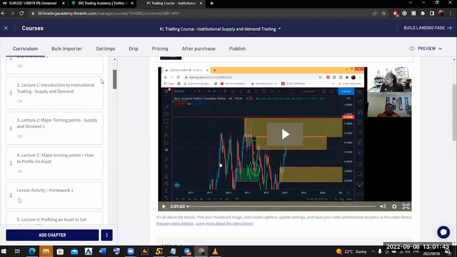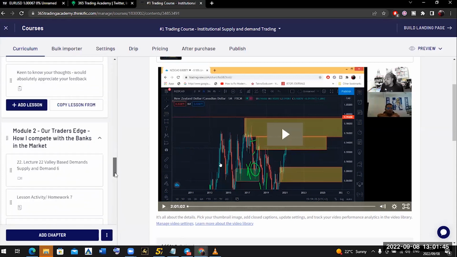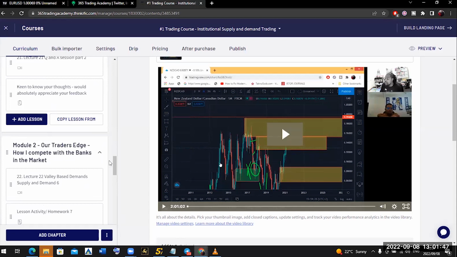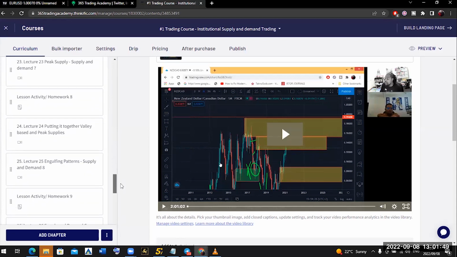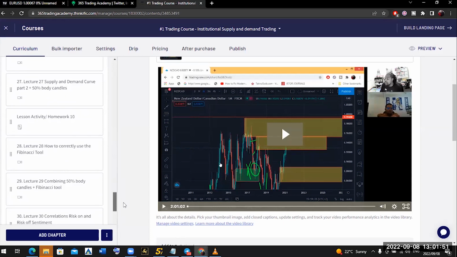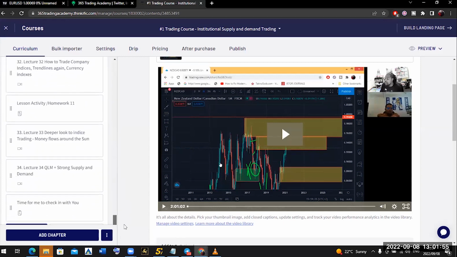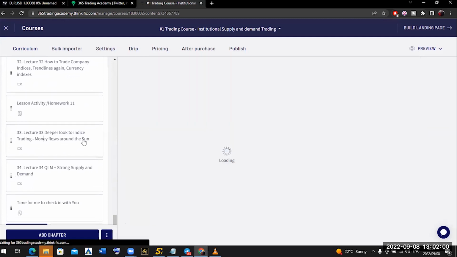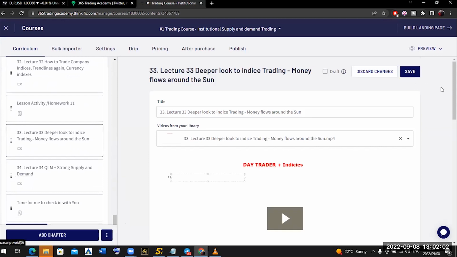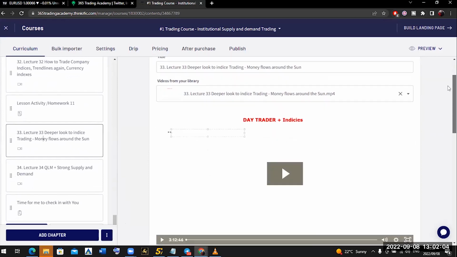So after you've mastered the basics in module 1, where's module 2? Right, come here, module 2, our trader's edge. And when I started to teach you guys how to trade indices, that stuff applies across currencies, stocks, all that kind of stuff. Where is it? There's a part where I started to tell you about trading sessions, a deeper look at indices trading. Money flows around the sun. This is very important. You must absolutely nail this.